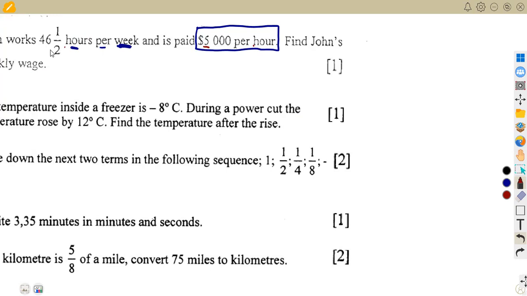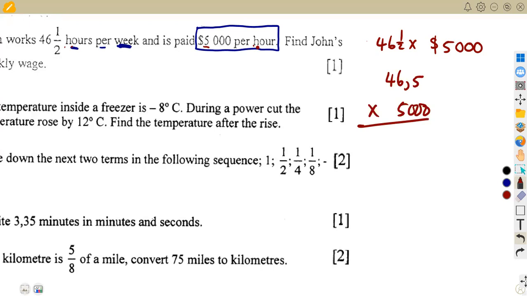So we have 46.5 in this case, which is supposed to multiply the total amount we are given per hour, the amount per hour times the number of hours worked. But in order for us to multiply properly, what can we do? We can have it as a decimal, or we can consider it as an improper fraction. That part of multiplication is a choice. So you can consider it as a decimal, 46.5 times 5,000. You can multiply and obtain your answer.